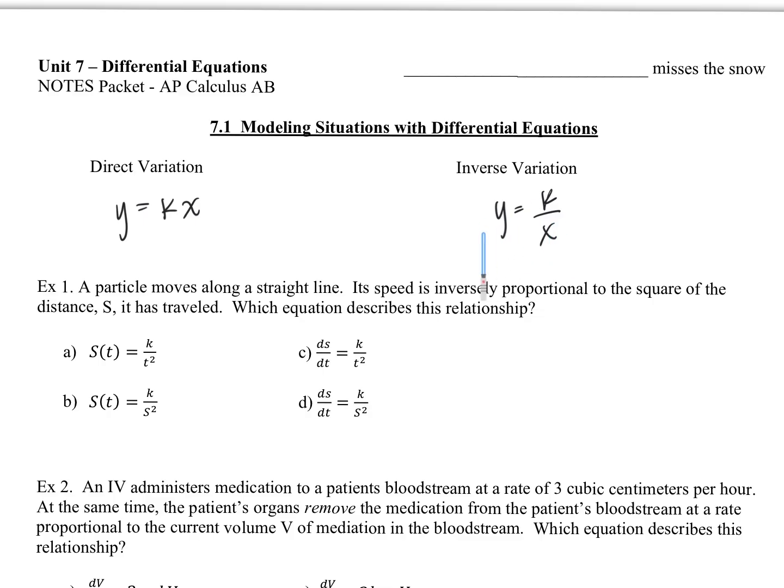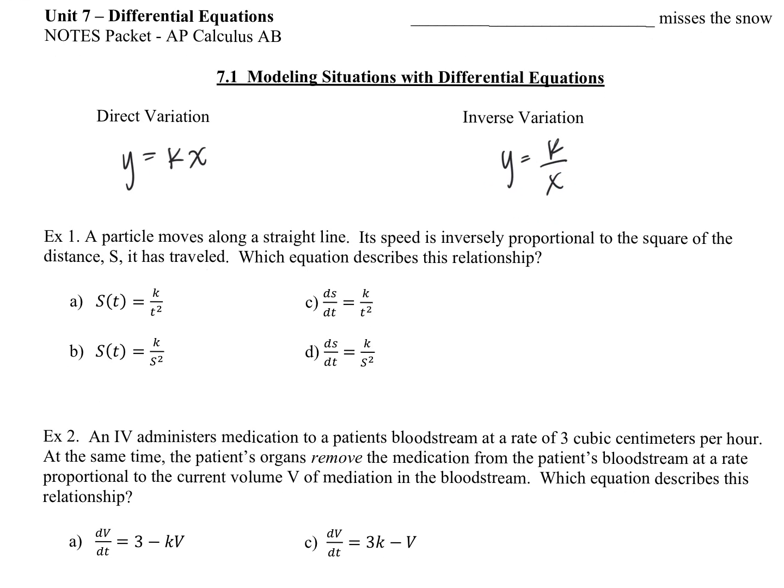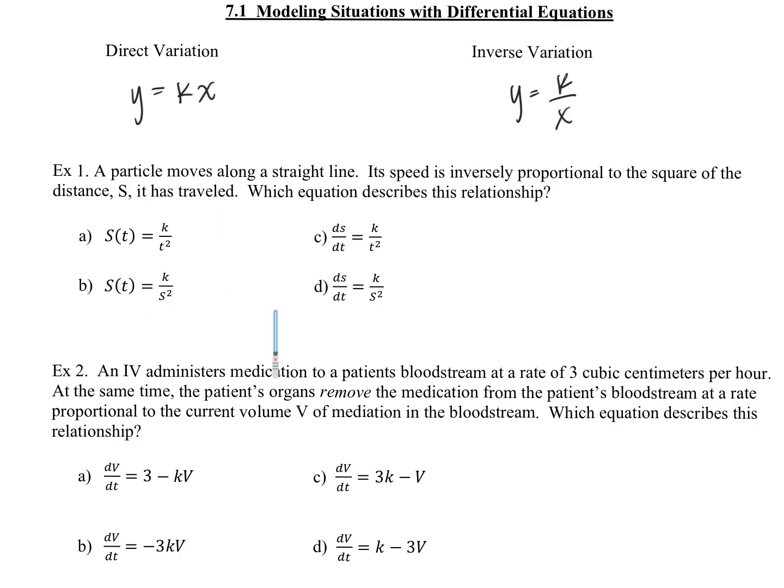Okay, so to answer something like this, these are, again, from AP Classroom, and then I'm going to show you the AP exam question. A particle moves along a straight line. Its speed varies inversely. Inverse means there has to be division in it. Do you see on all four of these there's division in them? Okay. Proportional to the square of the distance s.